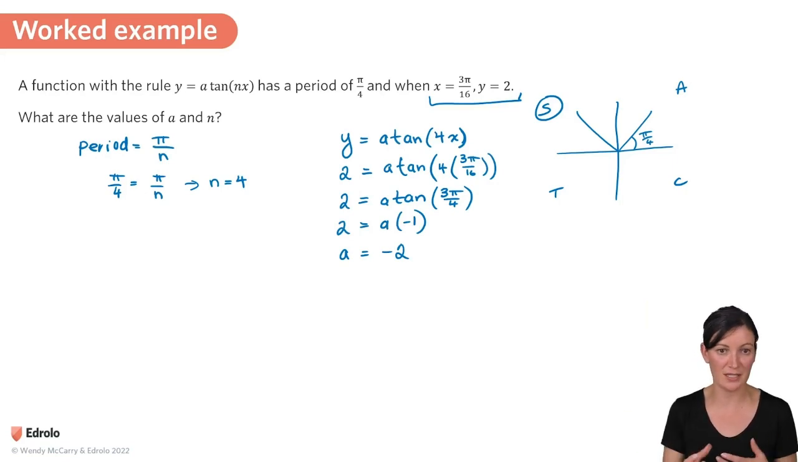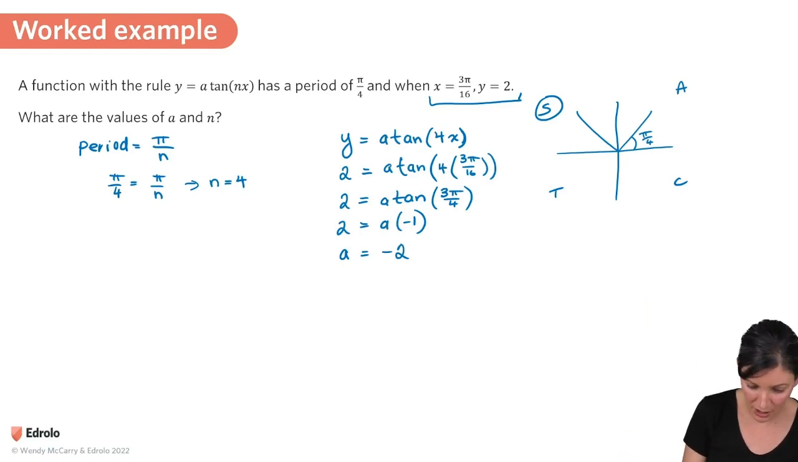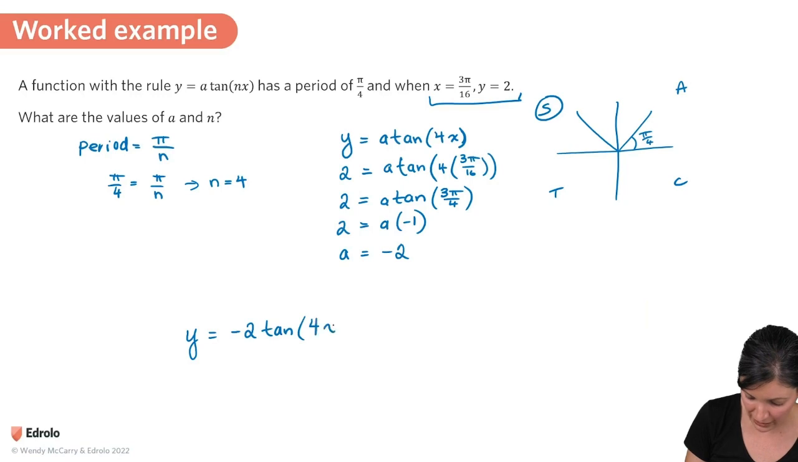Now, the question doesn't ask us to do this. We've actually done what it asked us for. It just said, what are the values of a and n? But if we then had to write the equation of this function, we would say that we've got this rule, y is equal to negative 2 tan of 4x.